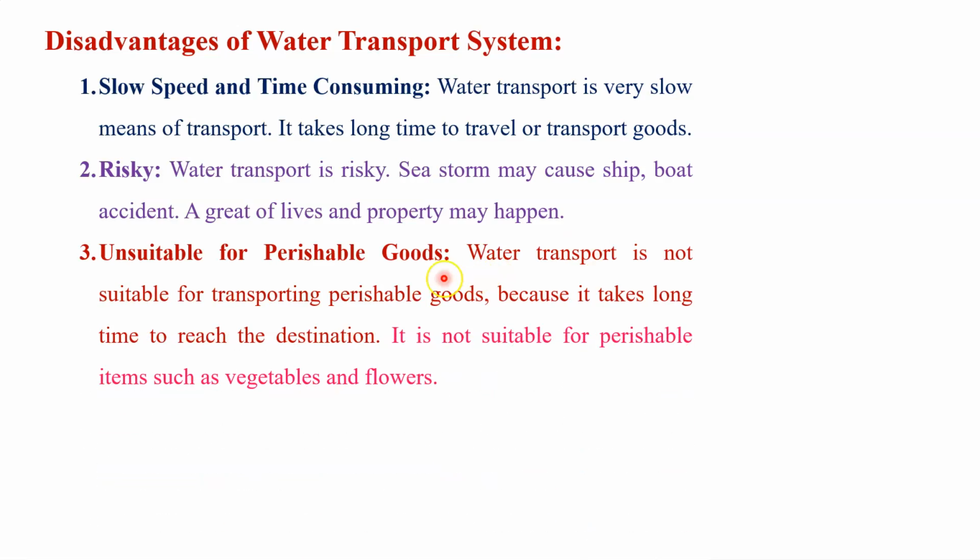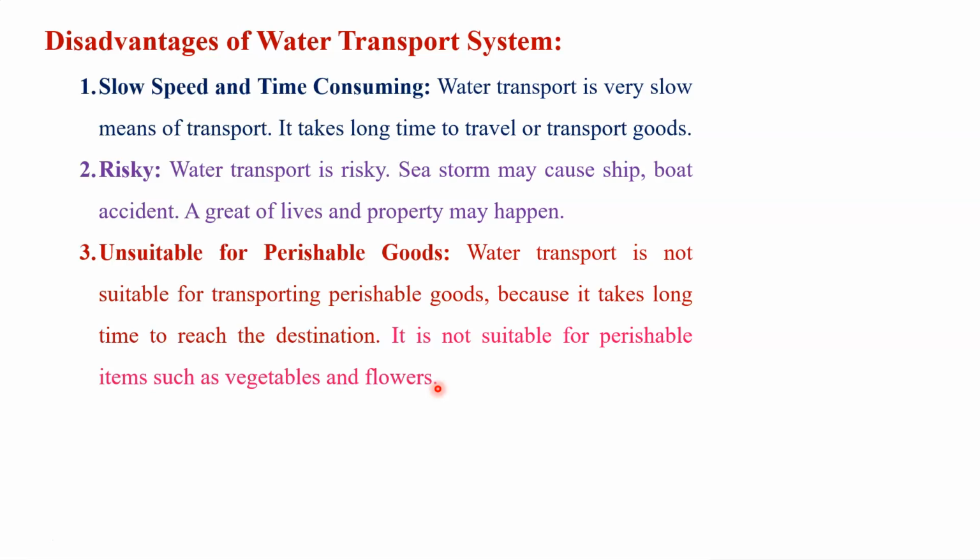Then we have another important disadvantage: it is unsuitable for perishable goods. Yes, dear student, water transport is not suitable for transporting perishable goods because it takes a long time to reach the destination or the market. It is not suitable for perishable things like vegetables and flowers, because if perishable goods do not reach within a short time, they become useless and their quality decreases. When the quality decreases, the value and use of that commodity is reduced when we sell it in the international market or any other market.